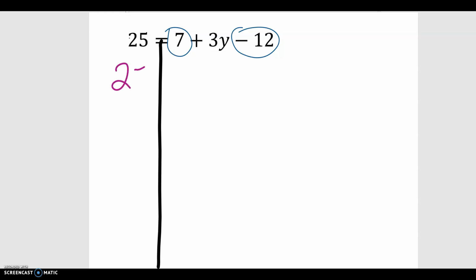So I'm not messing with this side. This side's good. That is 25. We're going to combine together the 7 minus 12, which is going to give us negative 5 plus 3y. So now we have all of our like terms combined on the left, all of our like terms combined on the right. Next step is to use inverse operations to get our variable all by itself. So our variable is the y right here, and this is what we're trying to get all alone.